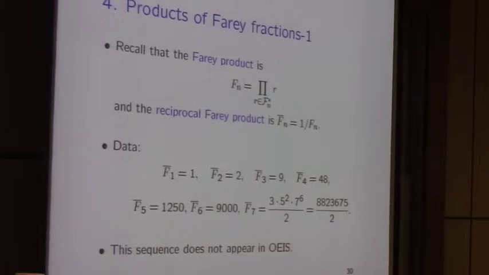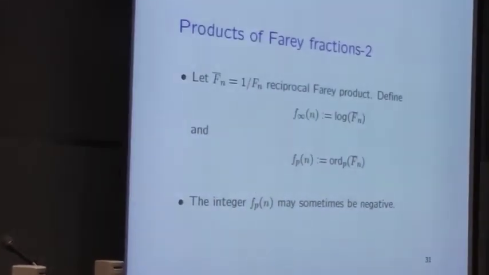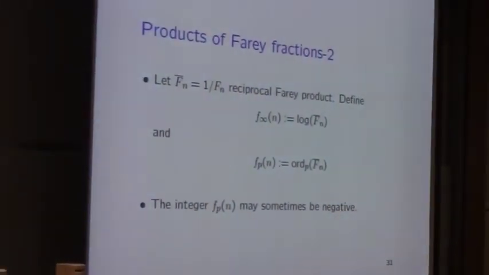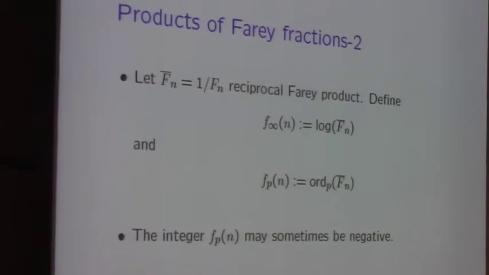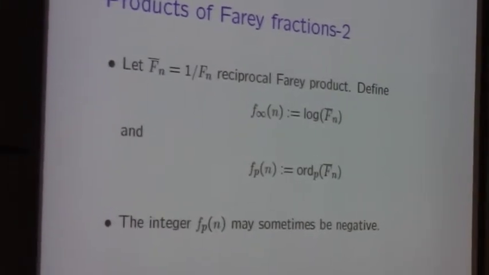This sequence does not appear in the OEIS yet. Okay, so now we define the corresponding quantities, F infinity and Fp. And as I said, we already know the asymptotic behavior of F infinity encodes the Riemann hypothesis. And that means the study should be done experimentally. Don't expect to prove anything.